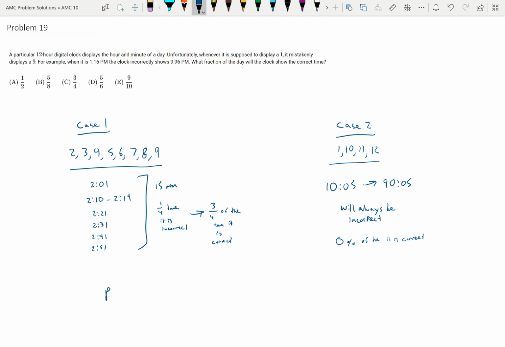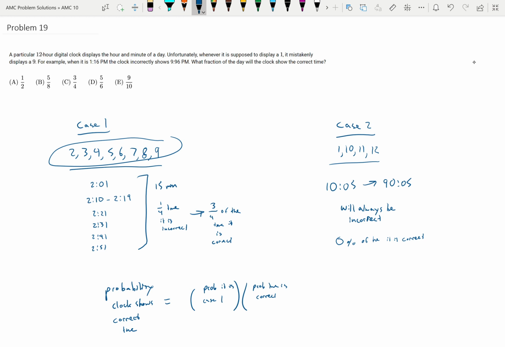And so we want to find the fraction of the day the clock will show the correct time. That's the same thing as asking the probability the clock shows the correct time. And that's equal to the probability it is case 1 times the probability the time is correct, given it is case 1, plus the probability it is case 2 times the probability the time is correct, given it is case 2.